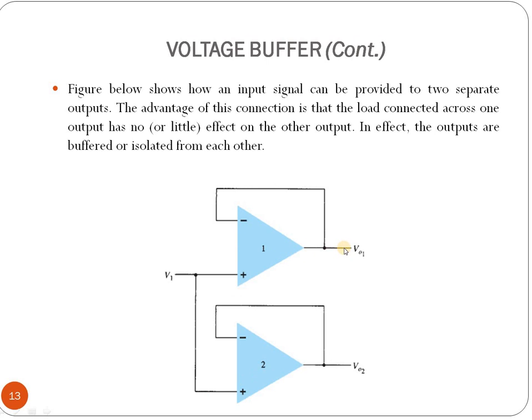Another type of voltage buffer circuit is here. This one has two op amps, and one input voltage is connected to both of the op amps, and we have two output voltages V01 and V02. V1 is connected to the inverting and non-inverting terminals in both circuits, and we do not have any feedback resistance RF and R1. So in this way one voltage is separated into two without affecting each other.